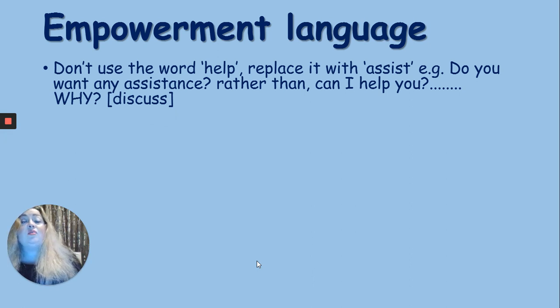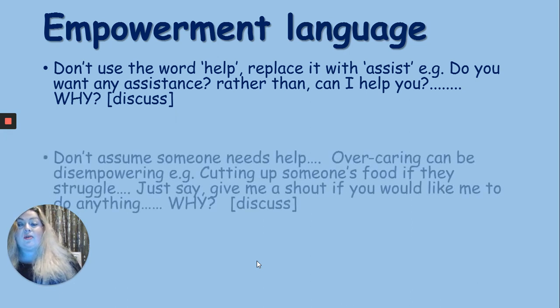into a question, do you want any assistance? Rather than, can I help you? And why do you think that is in terms of empowerment? How would using the word assist instead of help empower a service user? So imagine a dressing scenario. If somebody is getting dressed, if they have arthritis and they're struggling to put on something like a top or a cardigan, the word assist there might give that person a little bit more power behind making their decisions on how they get themselves dressed, so that they're not just having that activity performed for them.